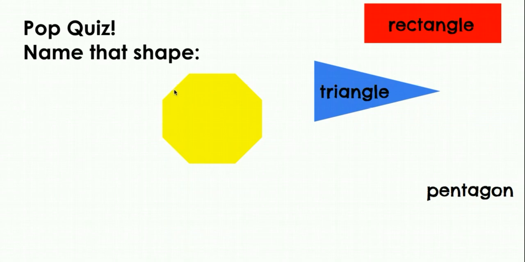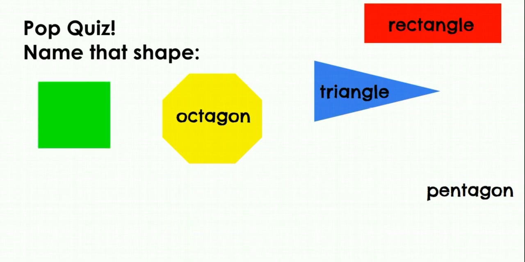If you were counting along with me, you would know there's 8 sides. Do you remember the name of that shape? 8 like an octopus's legs. It's an octagon. Fabulous. 2 names I'll accept here.